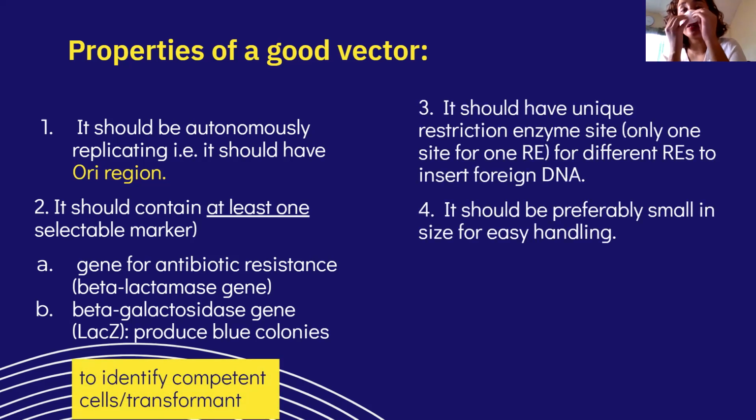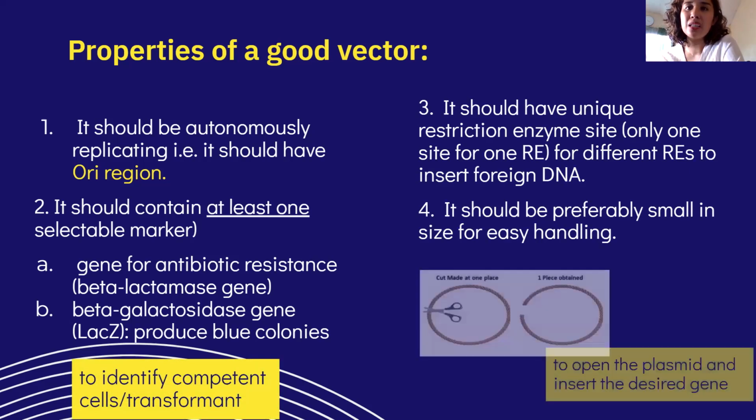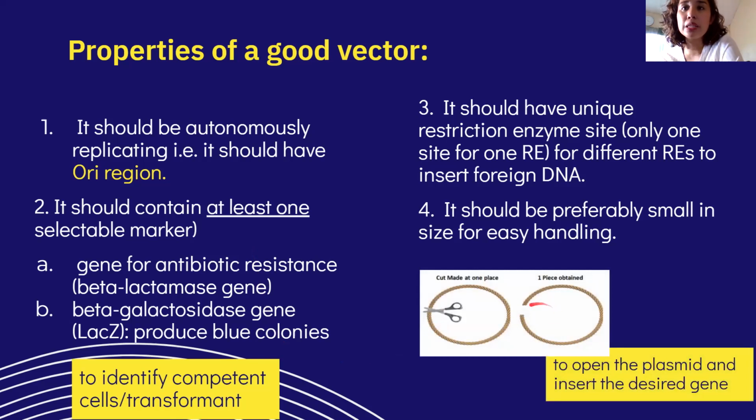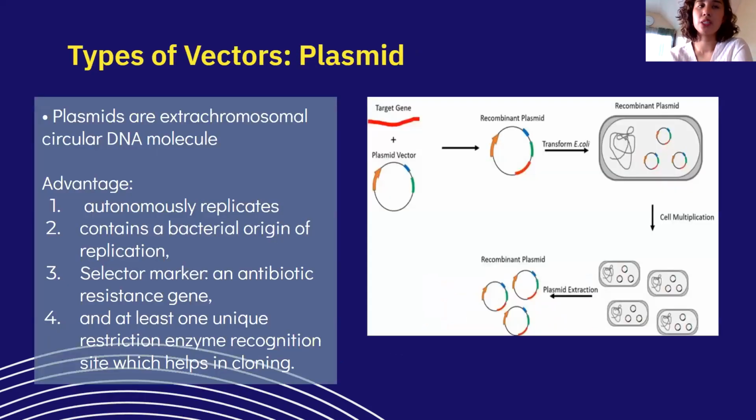Next, it should have a unique restriction enzyme. So only one site for one restriction enzyme to insert foreign DNA. So it should have the ability to cut a piece, yan, so that you could insert your desired gene there where you got it. Yan. Dapat may restriction site siya. And it should be small for easy handling. So some of our vectors, ang disadvantage nila, they are large. Pero iba kasi yung gamit nila. They are large for a reason. So plasmid is small, okay?